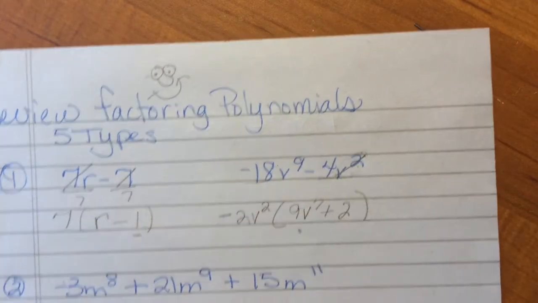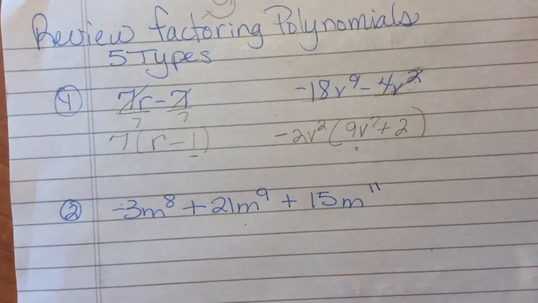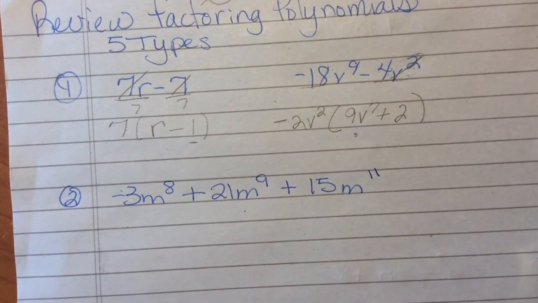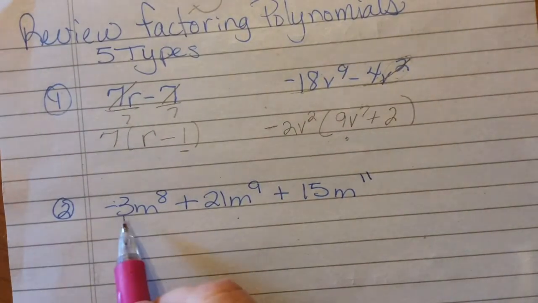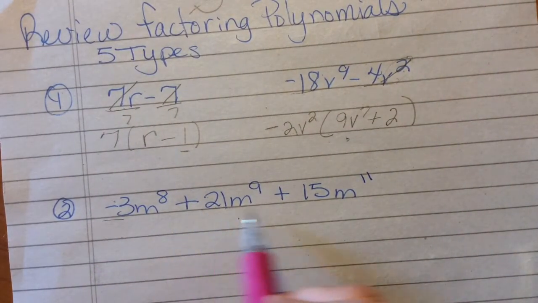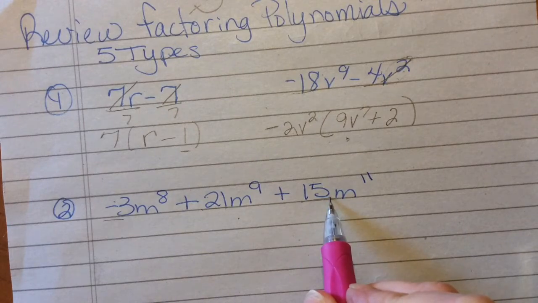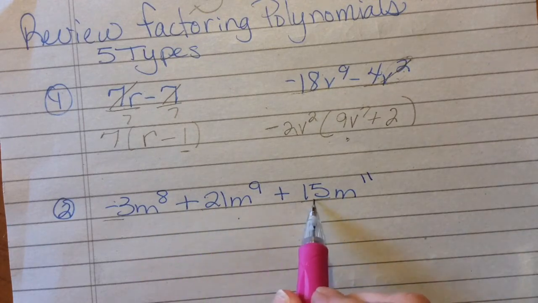Okay. The next type, we saw a trinomial, where then we have to pull everything we can out of all 3 of them. Okay, so first look at your numbers. Negative 3, positive 21, and a positive 15. Since all 3 are not negative, I cannot pull out a negative, so I'm going to pull out a positive.